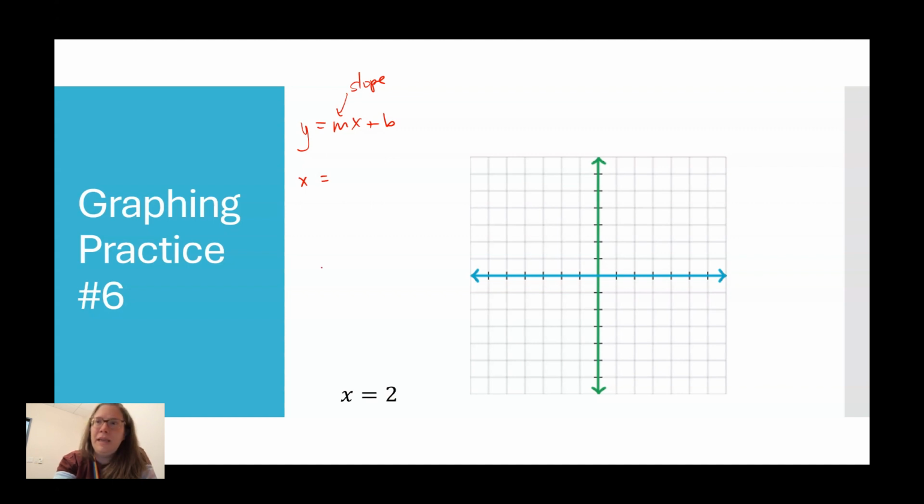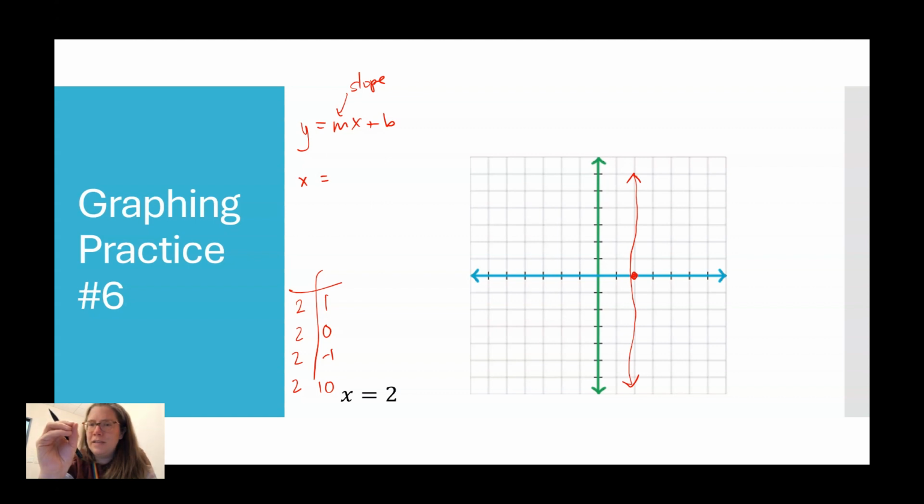So that means if we're making a table, any point where x is 2 works on this graph, right? And that means truly y could be anything. Or we can just think about that x equals 2. We had y equals a number was a horizontal line. X equals a number is going to be a vertical line. So we're going to go to 2 on the x-axis, and we're just going straight up and down.